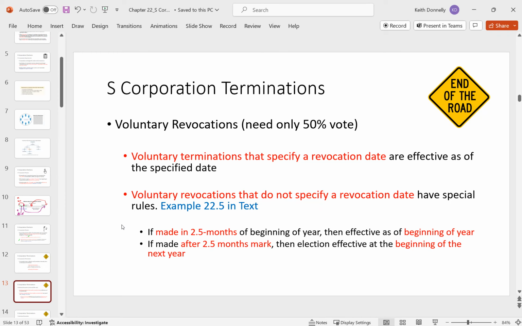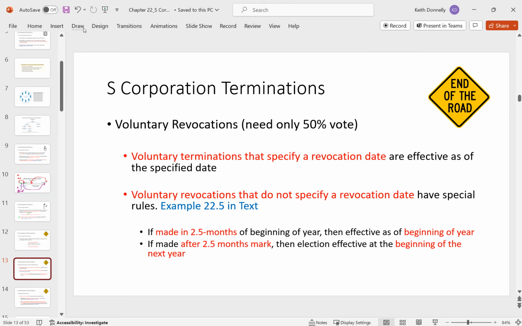But say that we filled out the form and got the agreement, but we didn't specify a revocation date. Here we are in February, everybody comes together and we just say, we don't want to be an S Corp anymore, let's inform the IRS. We're going to have to look and see when it was made. If you have a voluntary revocation that does not specify a revocation date, and the revocation is made within 2.5 months of the beginning of the year, it's going to be effective as of the beginning of the year. And if it's made after 2.5 months, it's going to be effective as of the beginning of next year.